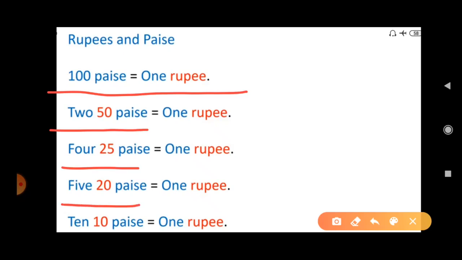Now 5 20 paise is equal to 1 rupee. Again 20 fives are 100. So 100 paise is equal to 1 rupee. Same way, the last one, 10 10 paise is equal to 1 rupee.